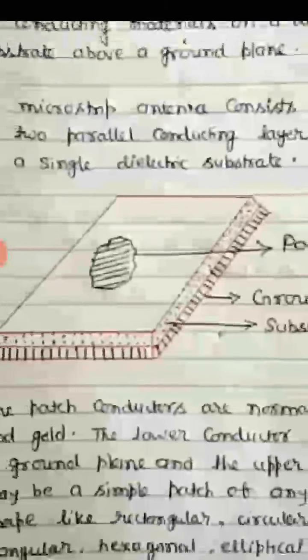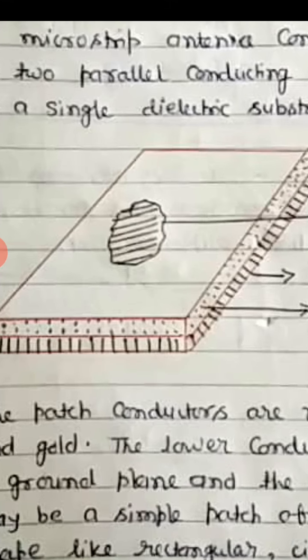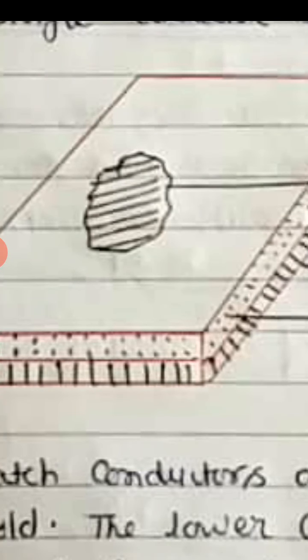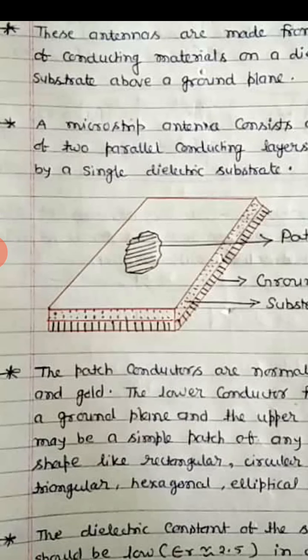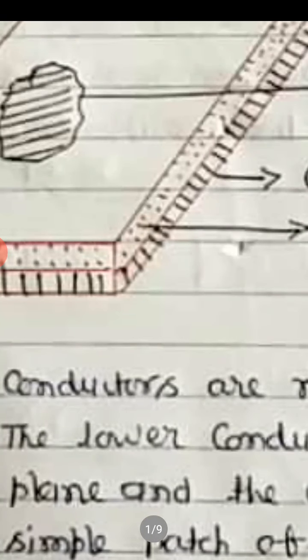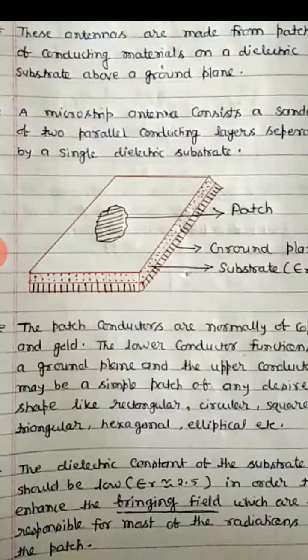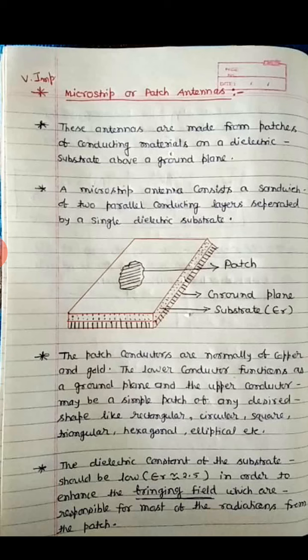Now, in this figure, you can see this is the patch, then the layer which is dotted is the dielectric substrate, and the last is the ground. So there are basically three layers: ground plane, then substrate, then patches. The patch conductors are normally of copper and gold.